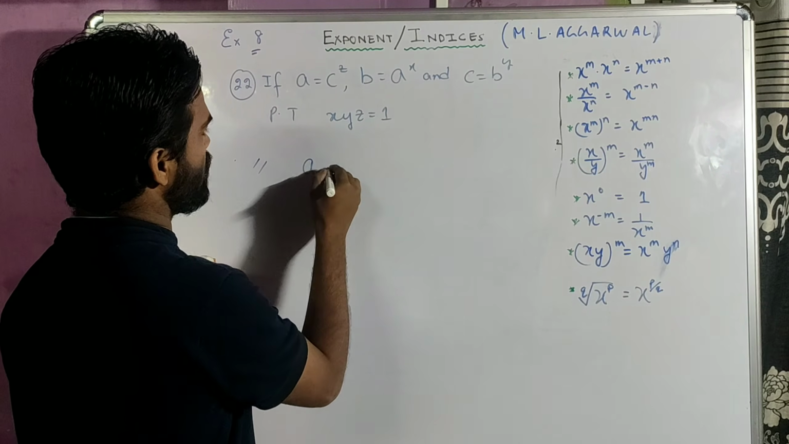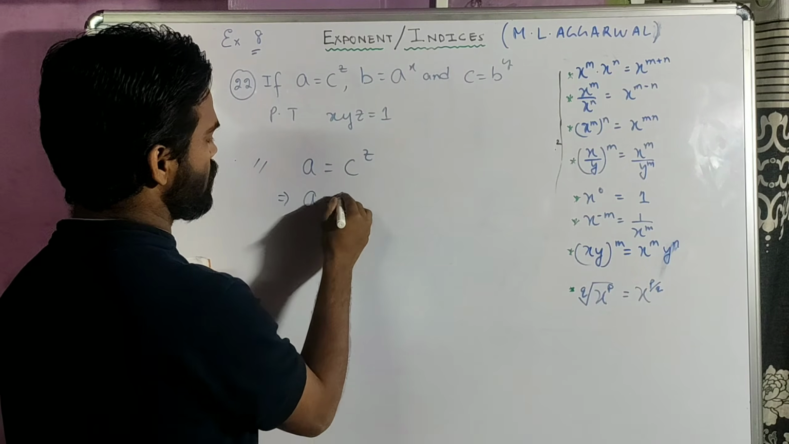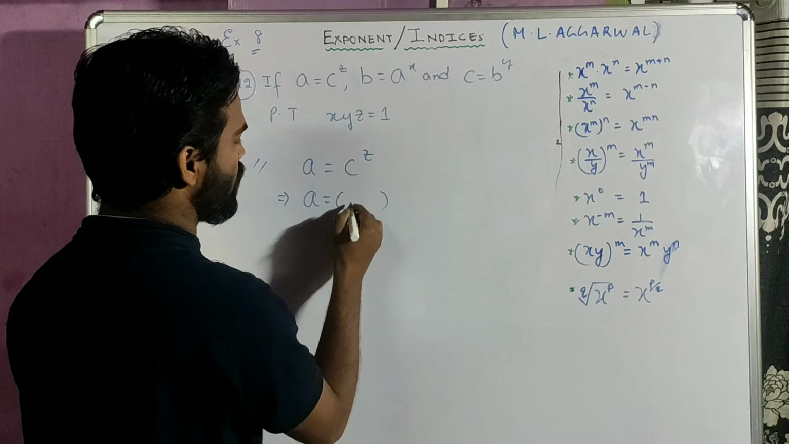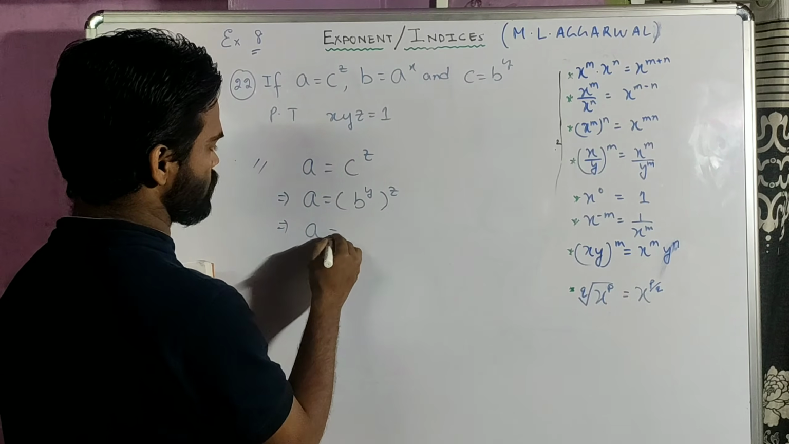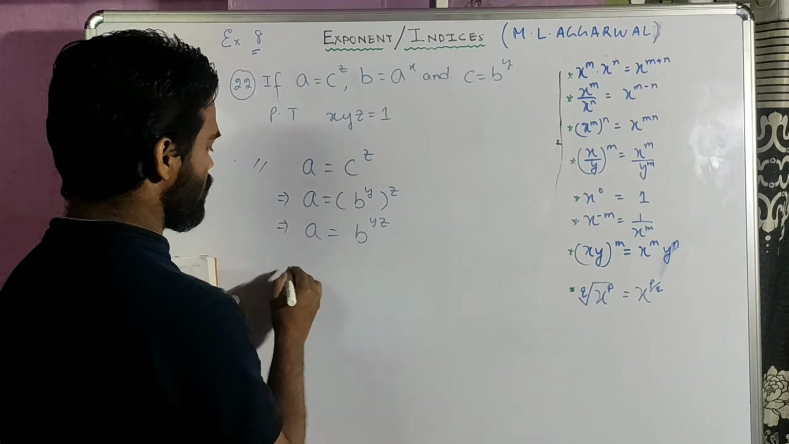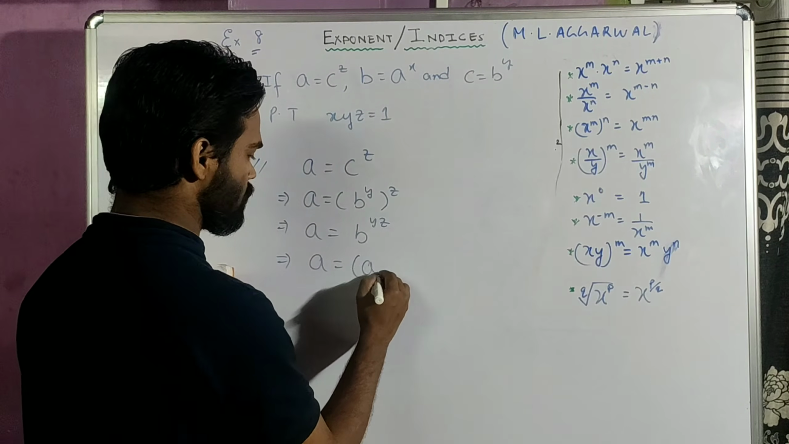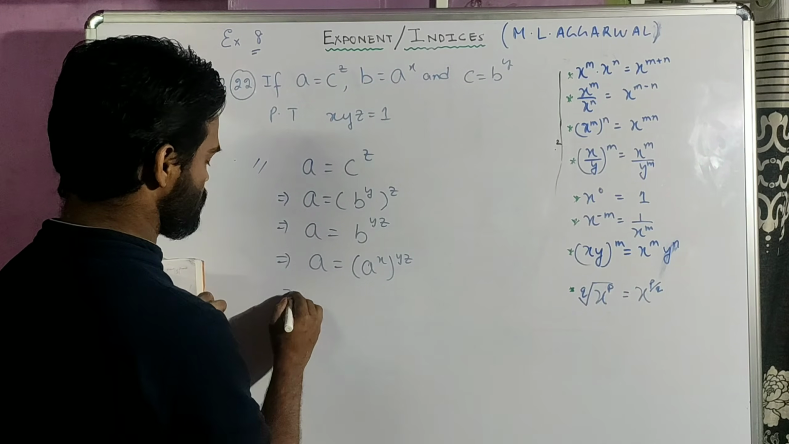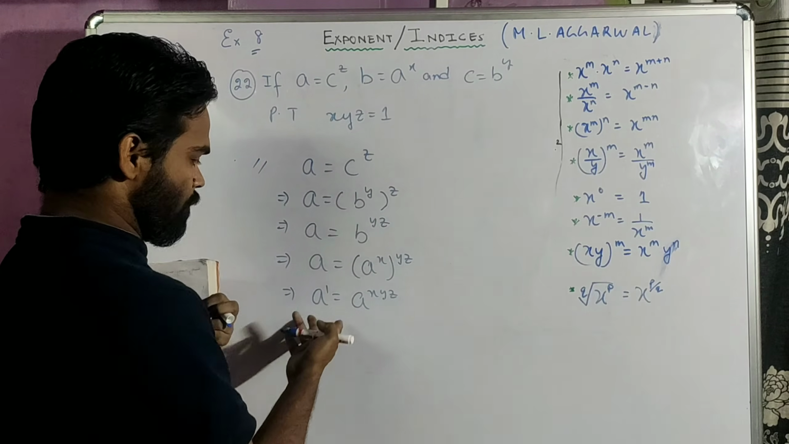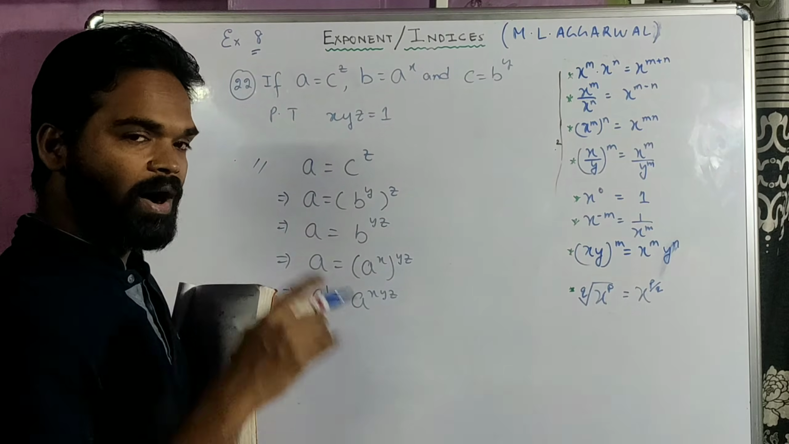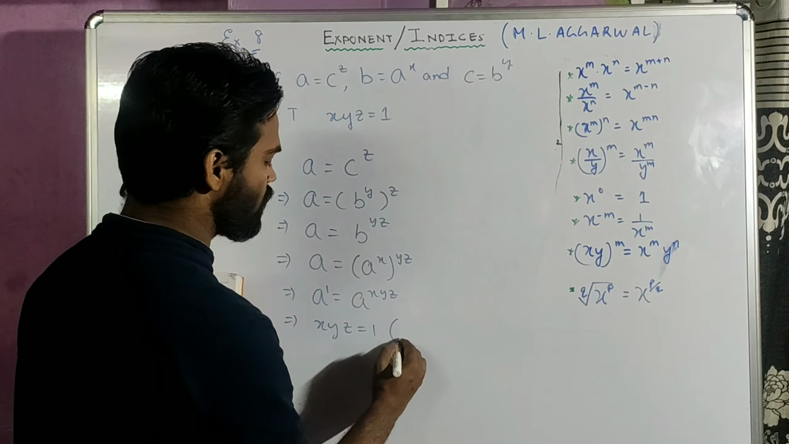how to proceed. a equals c to the power z, which implies a equals, now in place of c, can I write b to the power y? Isn't it? So this becomes a equals b to the power yz. Now similarly, in case of b, can I write a to the power x? So this becomes a equals a to the power xyz. a means a to the power 1. Now bases are same. We know that the powers are also equal, which means xyz equals 1. Proved.